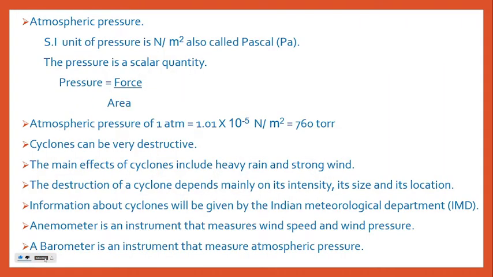Next, atmospheric pressure. The SI unit of pressure is Newton per meter square, also called Pascal. Pressure is a scalar quantity. Pressure is equal to force by area. Atmospheric pressure of one atm is equal to 1.01 into 10 to the power of 5 newtons per meter square, which is equal to 760 torr. This is the atmospheric pressure of one atm.